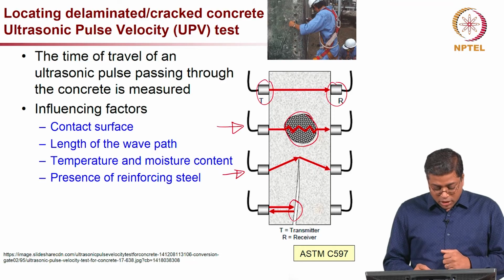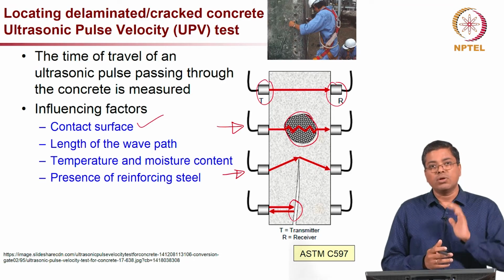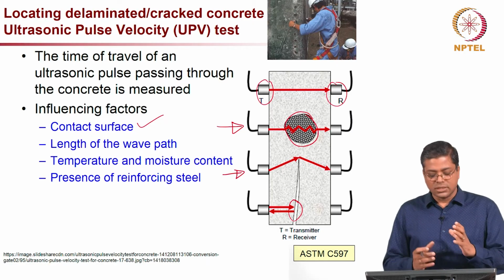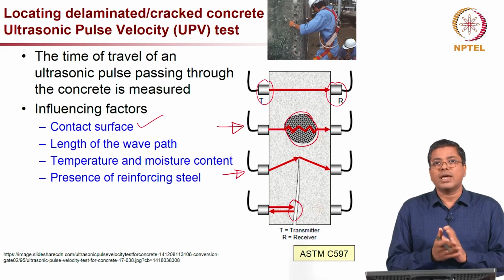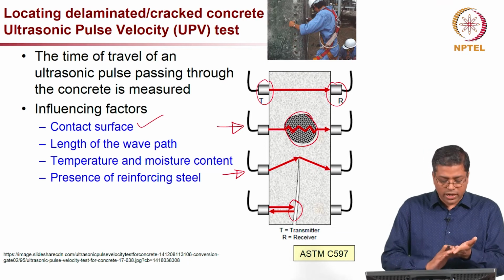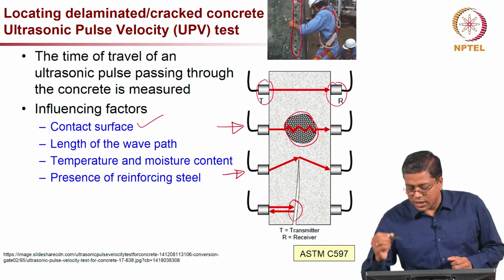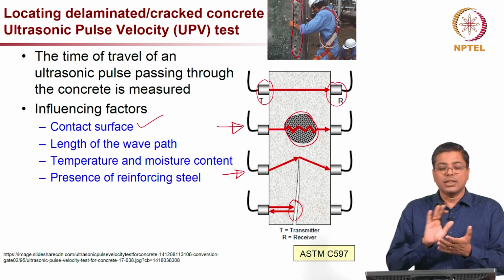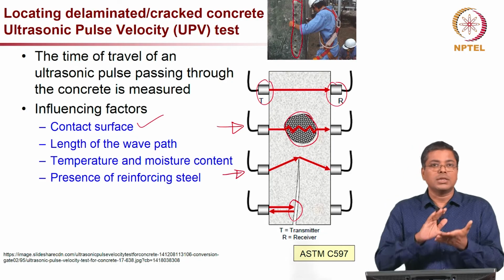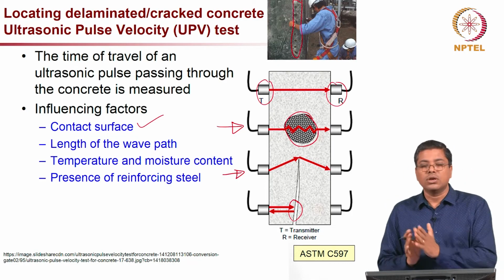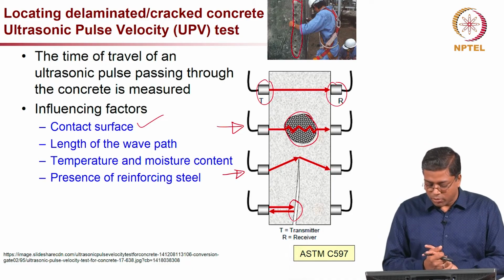So contact surface is very important. You have to prepare the surface very well, and the transmitter and the receiver should be in good contact with the surface. Usually we provide a gel, which is what you see in the photograph on the top right. You can see these markings, which are nothing but the gel, they are not holes drilled or anything, just silicone gel, which is provided to ensure continuous wave propagation.